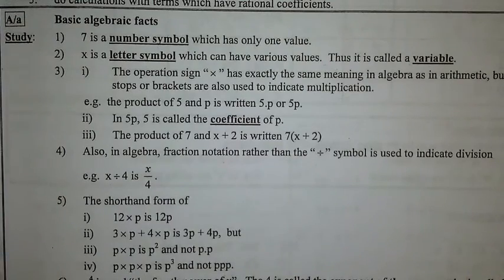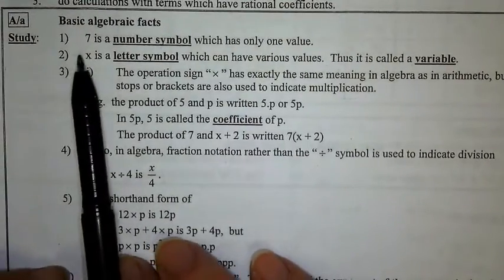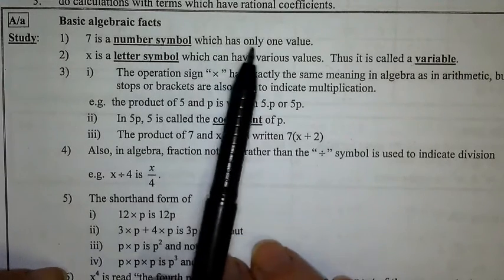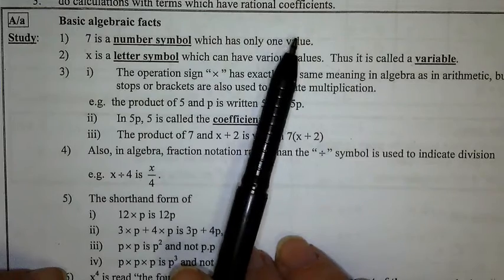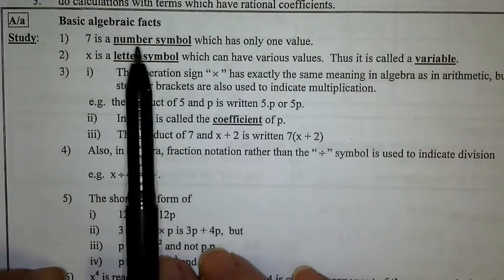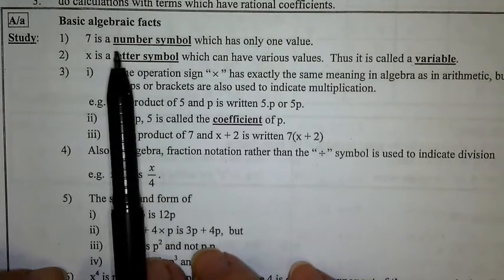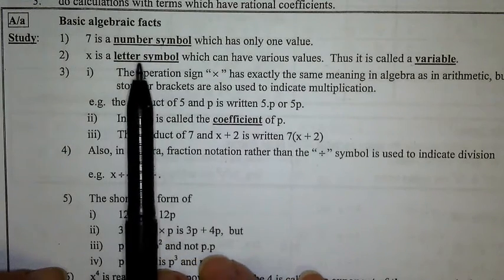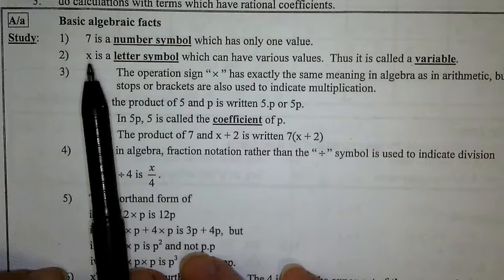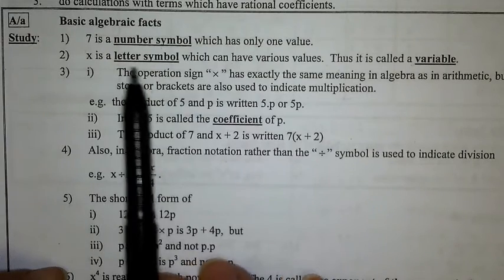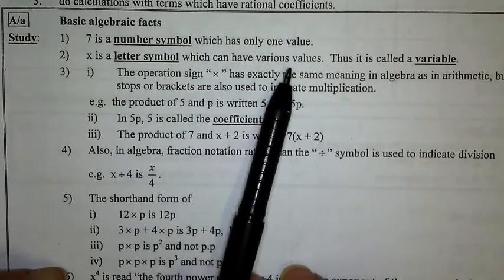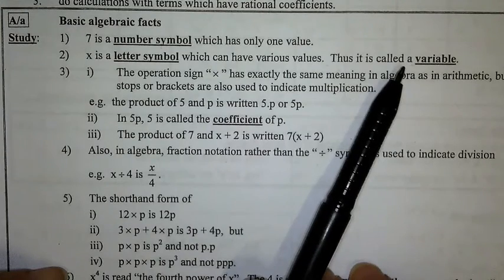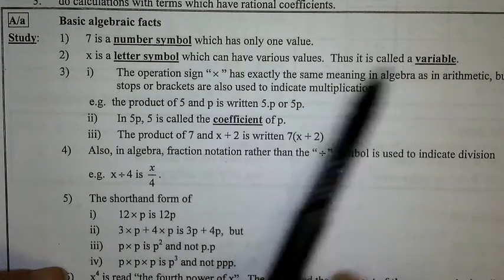Let's start with algebra. Let's have a look at 7. 7 is a number symbol which has only one value. So that's a known value, and that number we say it's a constant. If you work with a letter symbol, any letter of the alphabet, in this instance we say x, that has various values, it is called a variable. So any alphabet letter is called a variable.